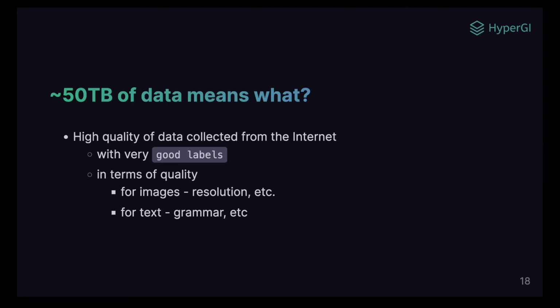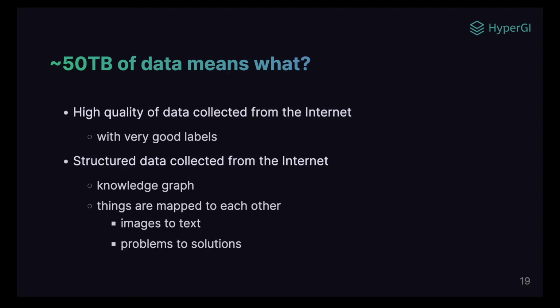So this example gives you a certain feeling. What does it mean? High quality data with good labels, right? So those are images with good labels. 50 TB of data is not just about the size of the data, but also the quality of the data. High quality means data is structured with very clear labels. Other factors such as resolution of images and grammar of the text are all important. OpenAI would collect, organize, and map them well.